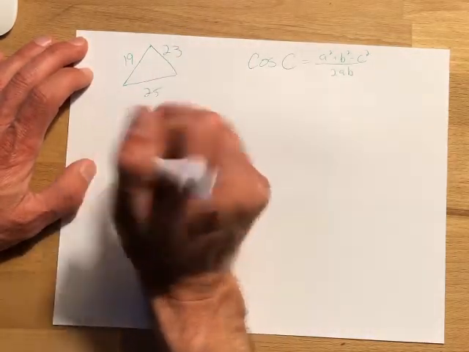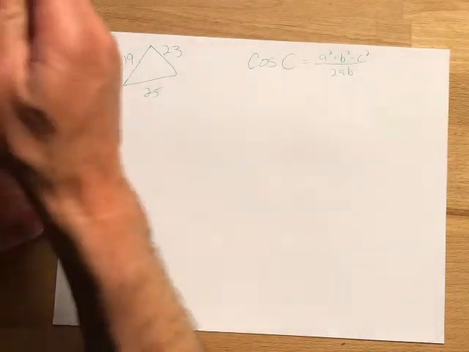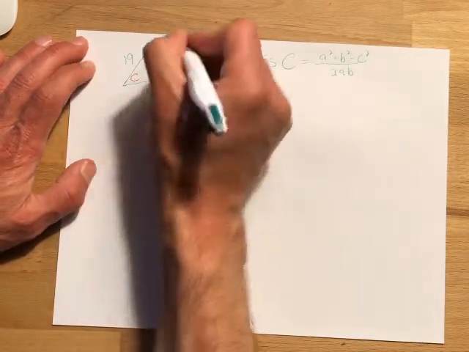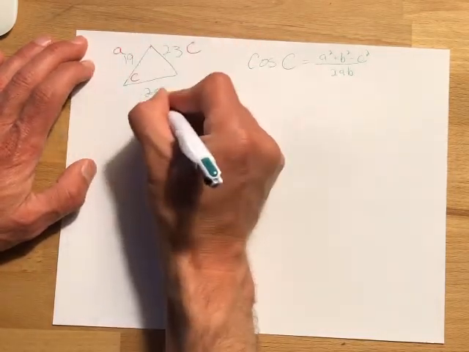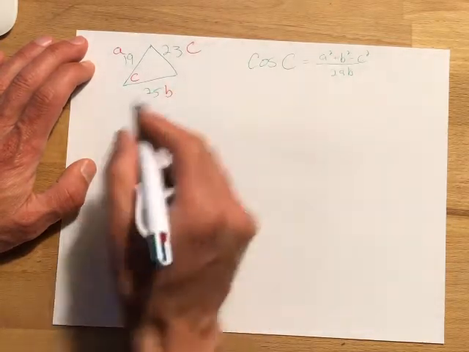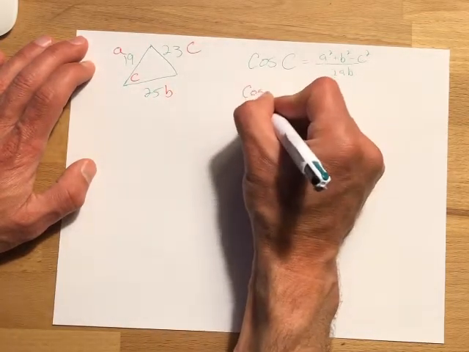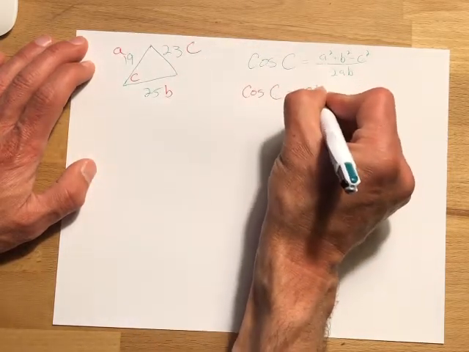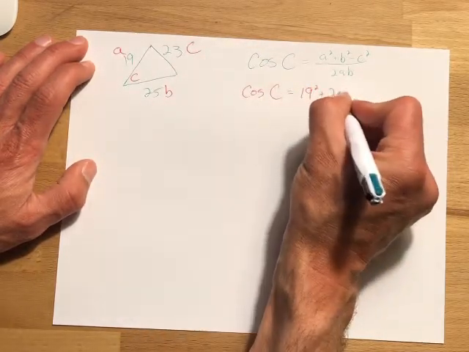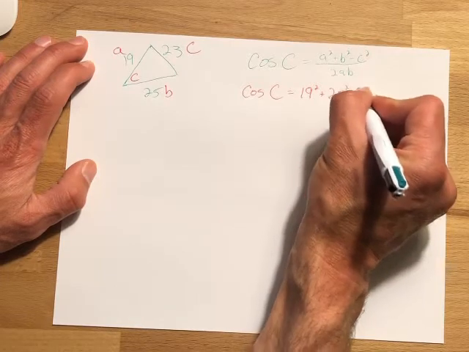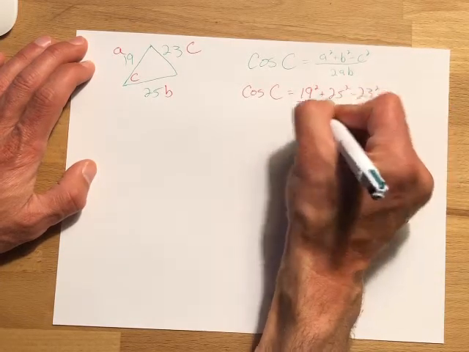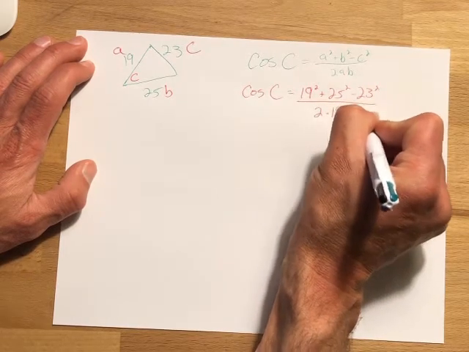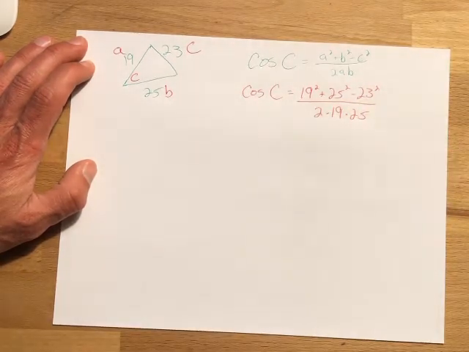All right, so whatever angle you're trying to find, you're going to make that your angle C. In the example in the notes, this is my angle C, so this is going to be my side C, this is A, and this is B. So I'm going to plug everything in. Cosine of this angle equals 19 squared plus 25 squared minus 23 squared over 2 times 19 times 25.